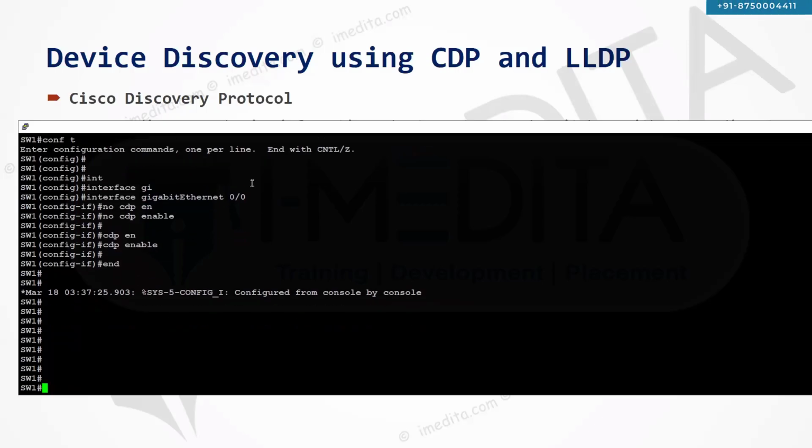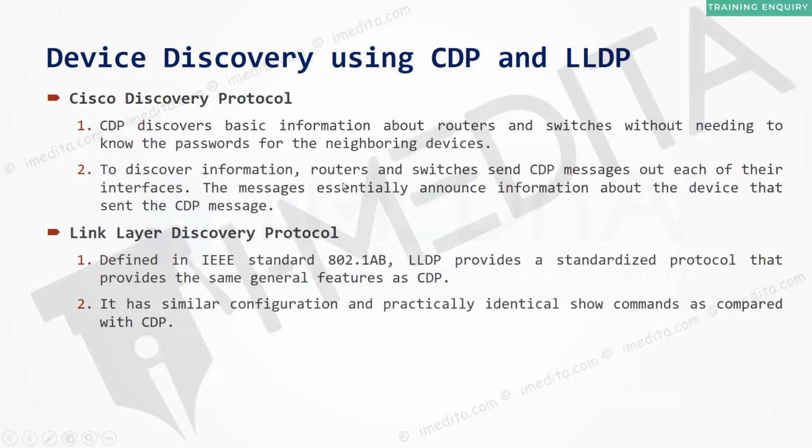Now, the biggest problem with CDP is that it is a Cisco proprietary protocol. That's the biggest problem with CDP. And to fix that, we have another protocol called LLDP, Link Layer Discovery Protocol. It does the same thing as CDP does. And the biggest difference would be the interoperability support.